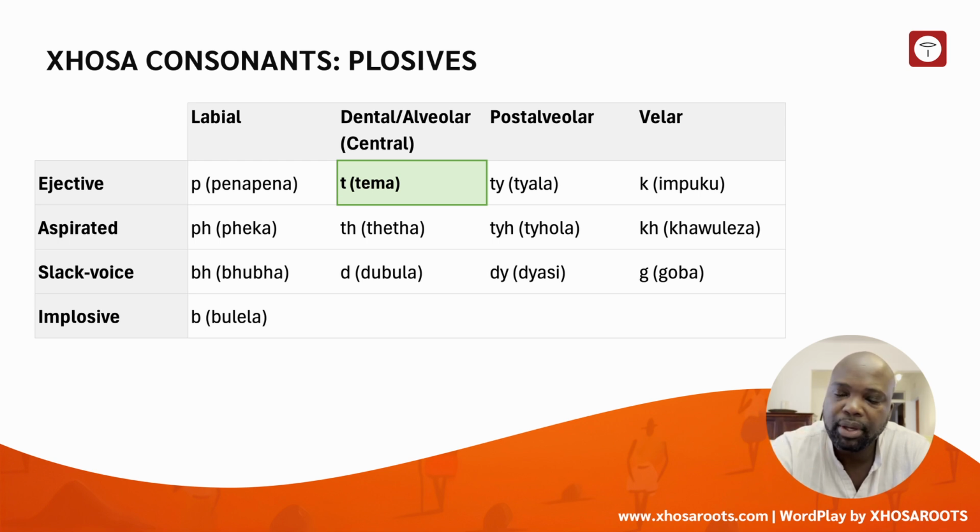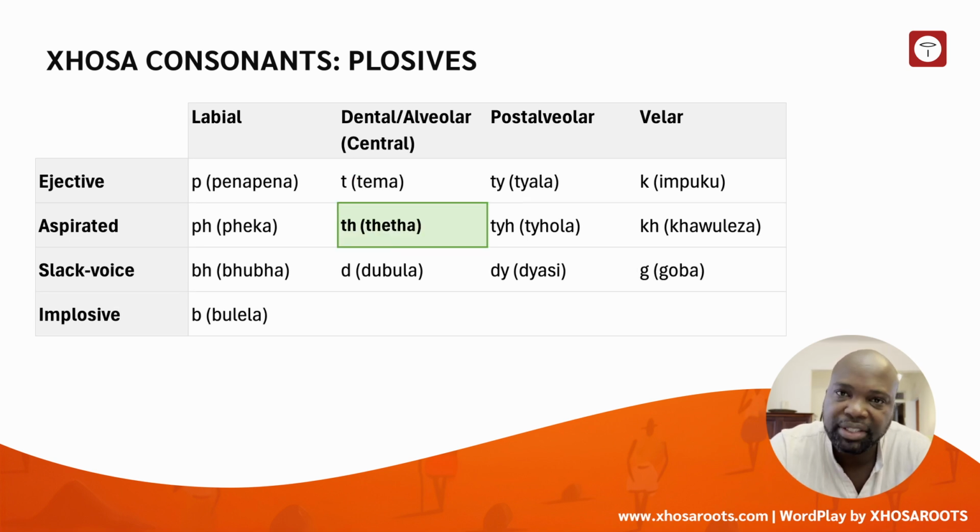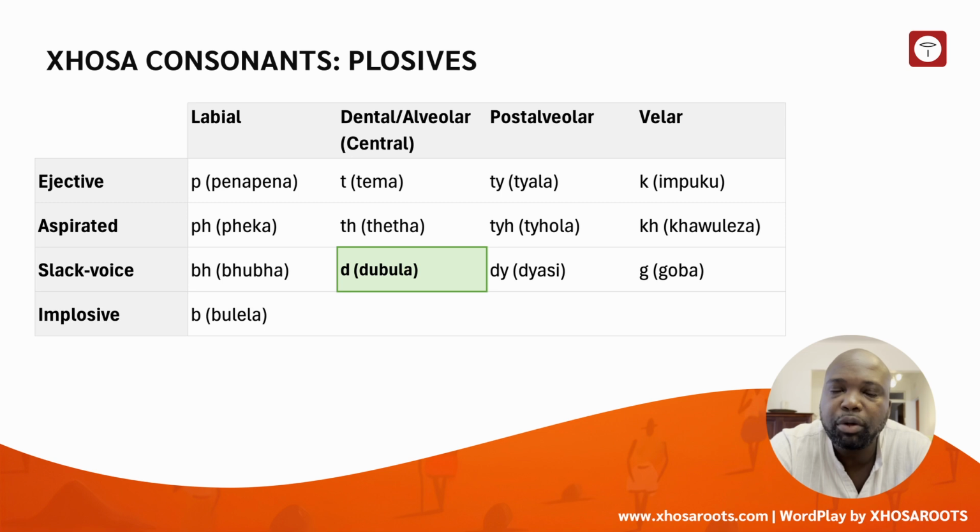Your tongue is placed at the beginning of the alveolar ridge. You block the sound, da, and then you release it. An example is dema, which is to cut down a tree. Again, the aspirated version, ta, which is a common sound in English, as in te, to speak or talk. And then we have the slack voice, da, da. As you can see, all of these sounds are produced by your tongue being placed at the alveolar ridge and blocking the sound from there and then releasing it. Da, as in dobula, to shoot.